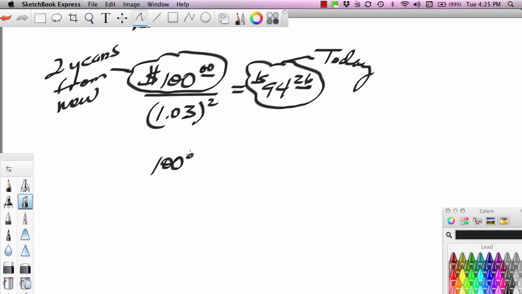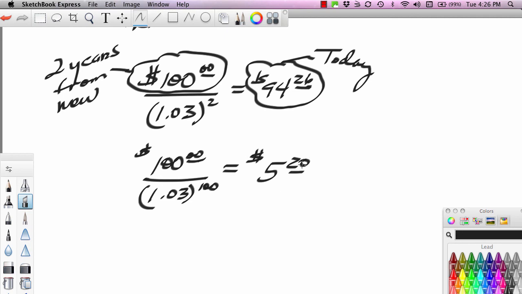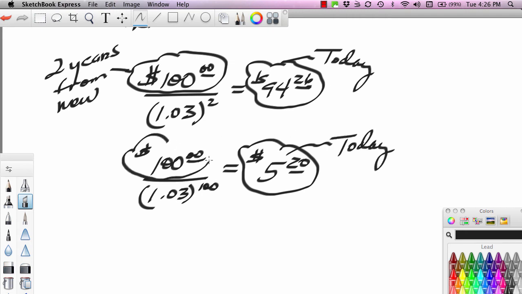Let's be silly here. Say that I want to have $100 in the bank 100 years from now. I'm really thinking about the future. Let's say the going interest rate is expected to be 3% a year. Well, to the 100th power, what would I have to put in the bank today? If my math is correct, I would have to only put $5.20 in the bank today. If I put $5.20 in the bank today, I would have $100 100 years from now.